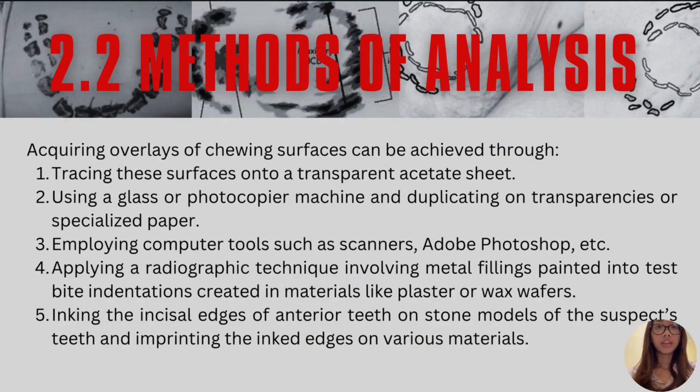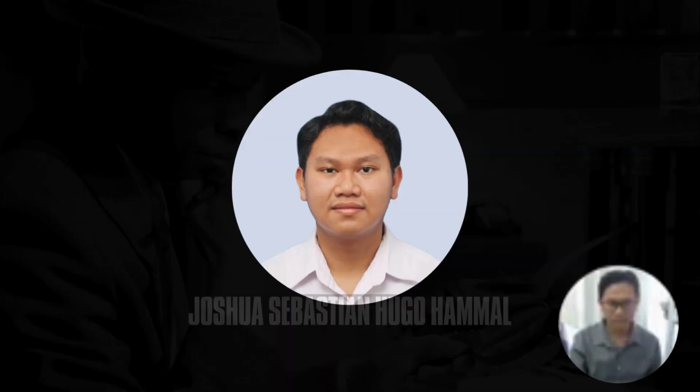Fourth, applying a radiographic technique involving metal fillings painted into test bite indentation created in materials like plaster or wax wafers. The last is inking the incisional edges of anterior teeth on stone models of the suspect's teeth and imprinting the inked edges on various materials.